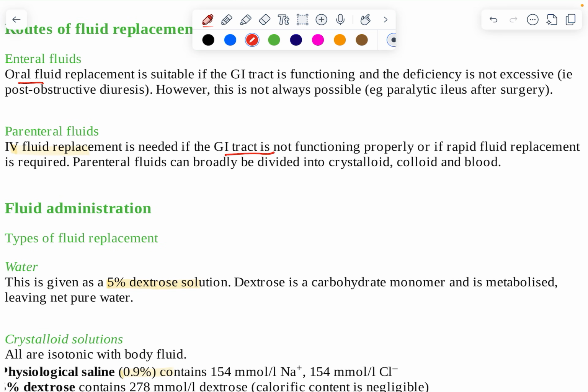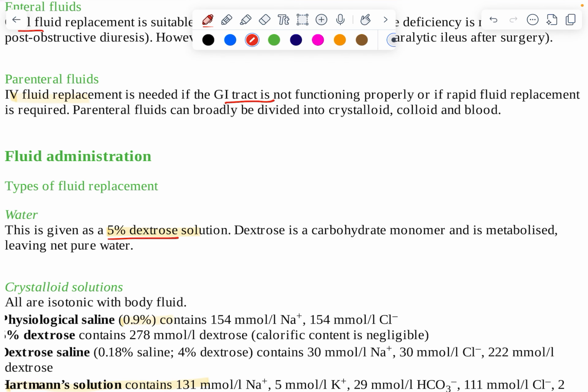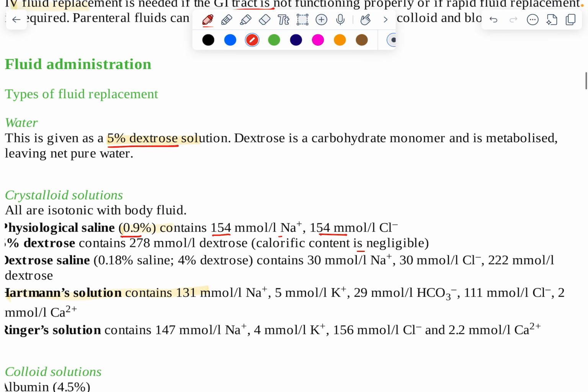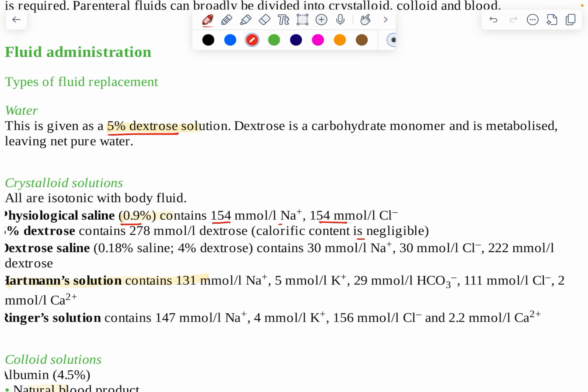Fluid administration types: water. How is water provided? 5% dextrose solution gives water. Dextrose is a monomer and is metabolized, leaving pure water. Crystalloid solutions include physiological saline, that is 0.9%, 154 sodium and 154 chloride. Dextrose contains a negligible calorific requirement.